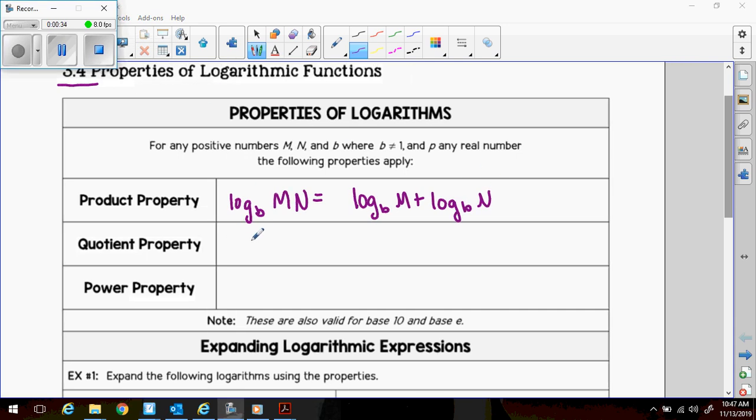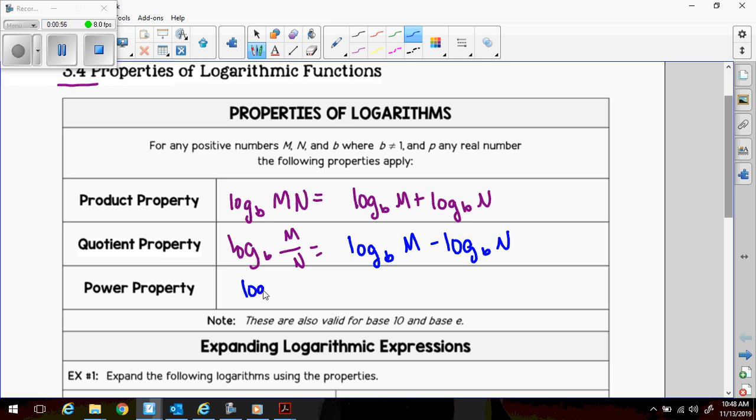Okay, so the quotient property is log base b, we'll say m divided by n. Just remember when we're dividing, that's subtraction, so that'll be log base b of m minus log base b of n. The power property is pretty cool.